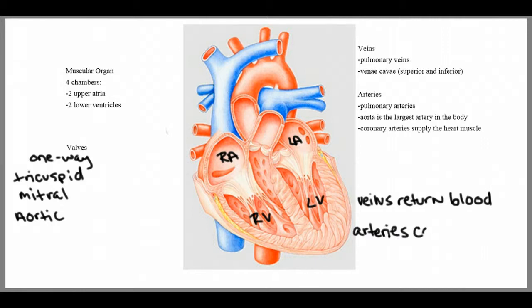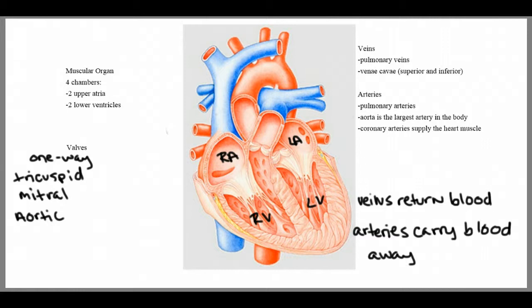Arteries carry blood away from the heart, and they usually carry away oxygen-rich blood. However, the pulmonary arteries are the exception to this. They carry away oxygen-poor blood. So all arteries carry blood away from the heart. Most carry oxygen-rich blood, with the exception of the pulmonary arteries.